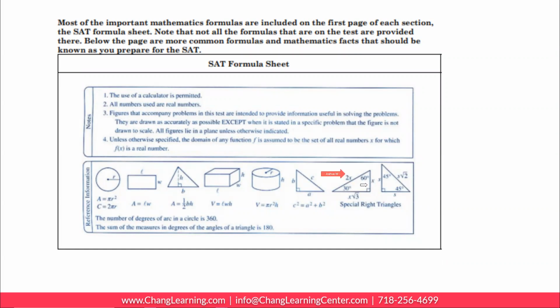So here the short side is x, the long side is x root 3, and the hypotenuse is double. The way to memorize this is that the short side is x and the hypotenuse is double, 2x. Here, these two sides are the same because it's an isosceles right triangle, and the hypotenuse is x root 2. The other two facts that are provided for you as reference are the conversion that a circle is 360 degrees total, and that the measures of degrees in a triangle total 180.